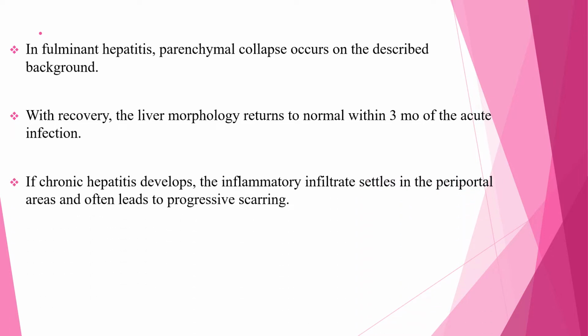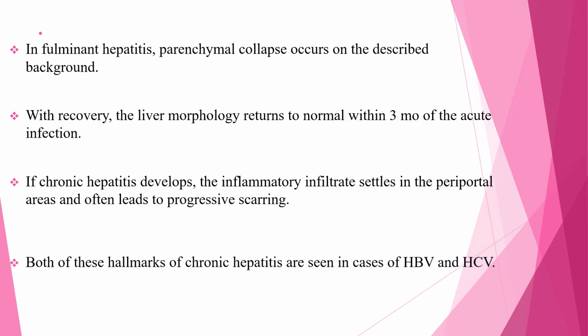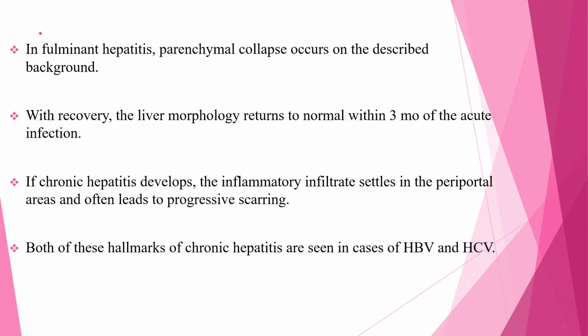In chronic hepatitis, the inflammatory infiltrate settles in the periportal areas and often leads to progressive scarring. Both of these hallmarks of chronic hepatitis are seen in the case of hepatitis B virus and hepatitis C virus.